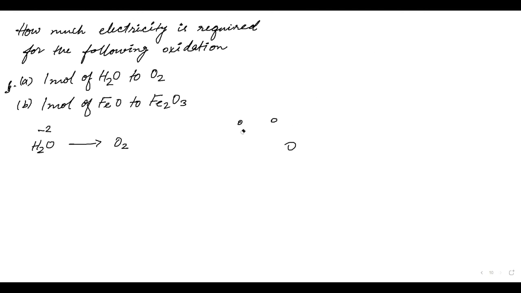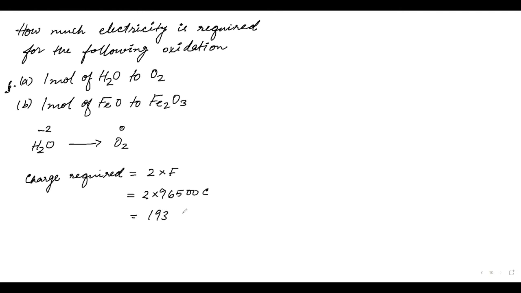So what is the oxidation state for O2 here? It is 0. Now you can write: charge required is equal to 2 into Faraday. This is equal to 2 into 96500 coulombs. How much is 2 Faraday? 193,000 coulombs. Okay, now let us go to the second question.